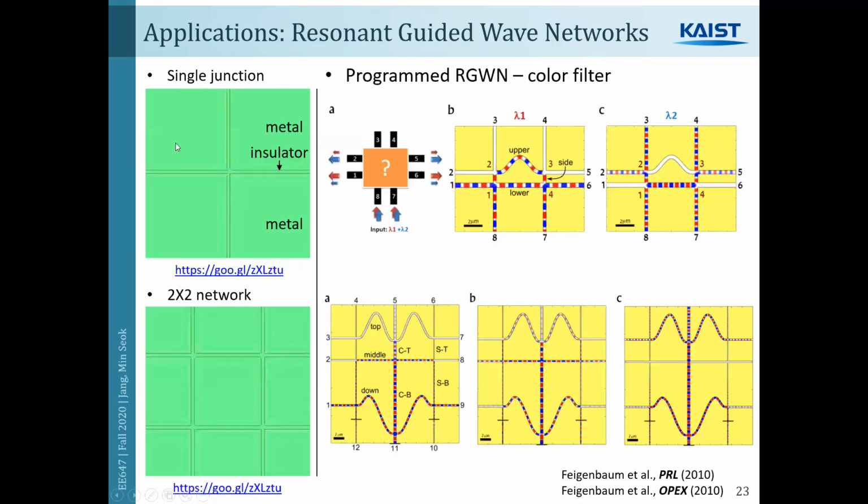And you can also do funny things like creating a network of MIM waveguides to do interesting functionalities. For instance, if you look at this video, there is a MIM input, and then you have designed the waveguide junction that splits the wave into 4 parts. Okay, and then if you combine these junctions in an interesting manner, you can create what is called a programmed resonant guided wave network. So this guided network can do a color filter functionality.